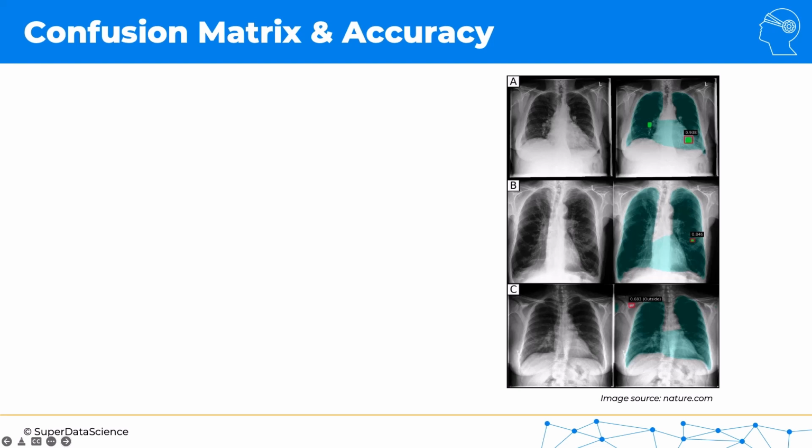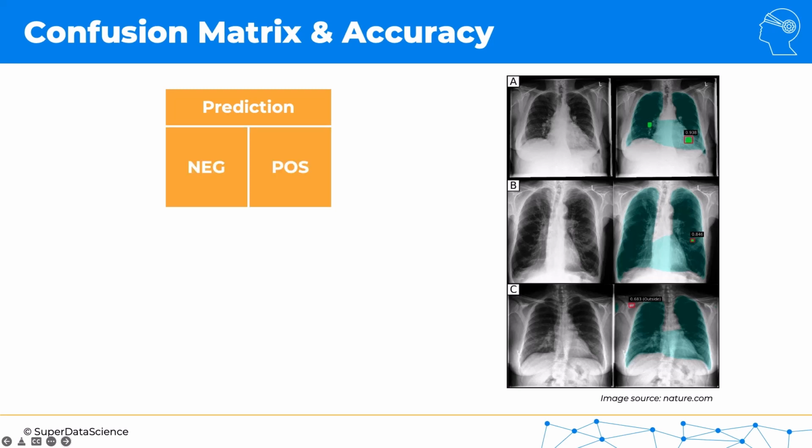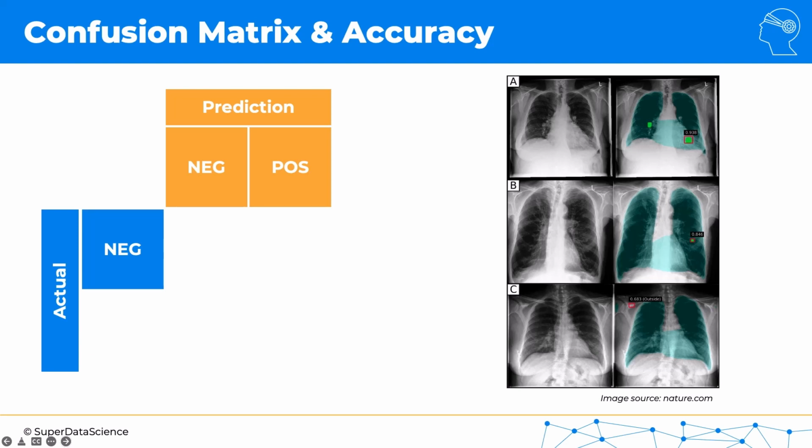So we're going to build a matrix here on the left. On the top we have the prediction of our model, and it can be negative, no cancer, or positive, yes, there is cancer. And then on the left we have the actual state of things. Is it negative, in reality there is no cancer, that person doesn't have cancer, or positive, that person does have cancer. So once we cross these rows and columns, we'll have 4 different cells.